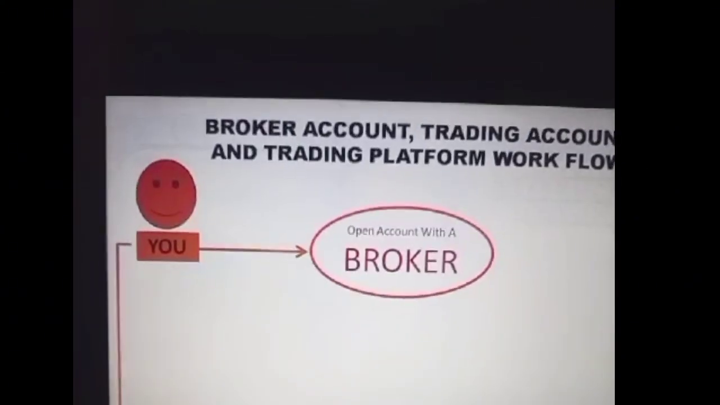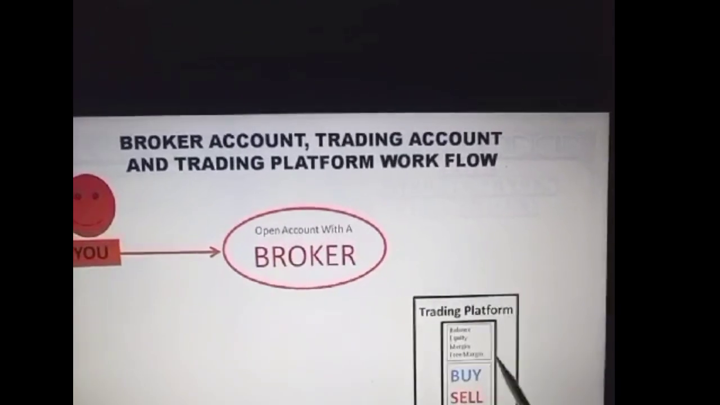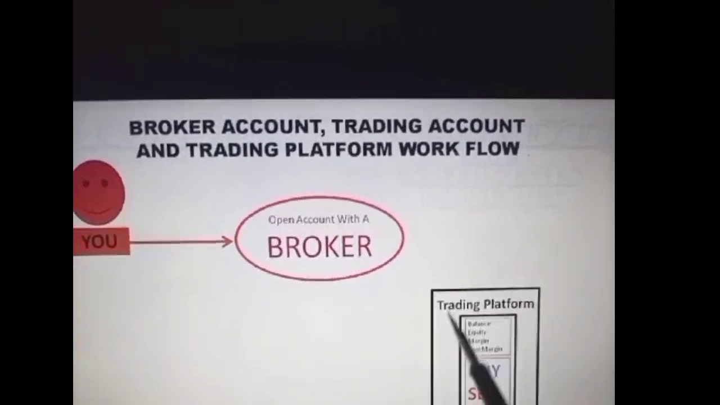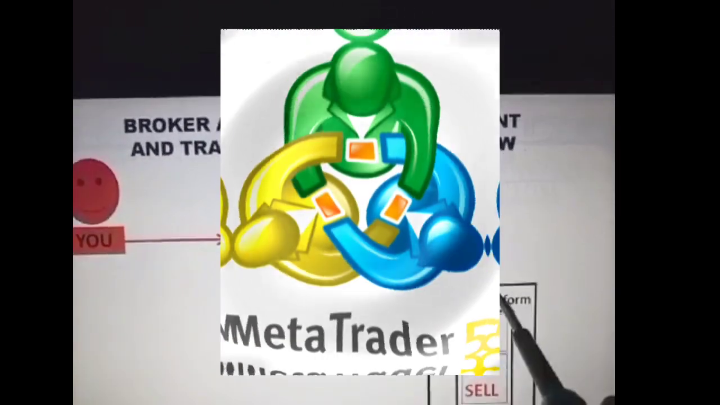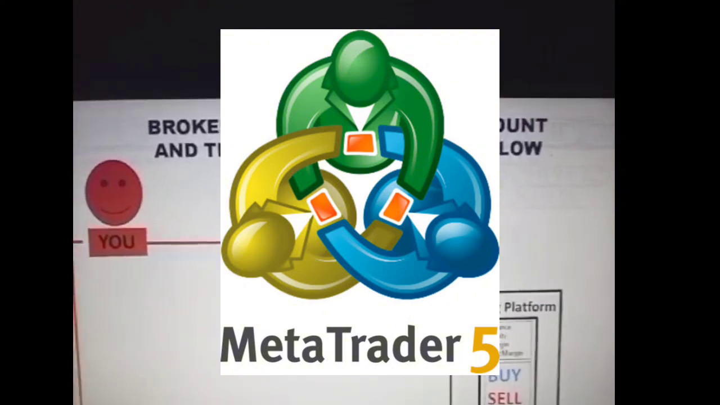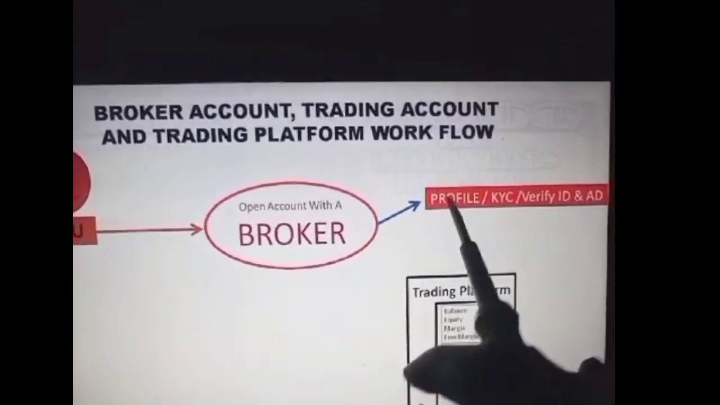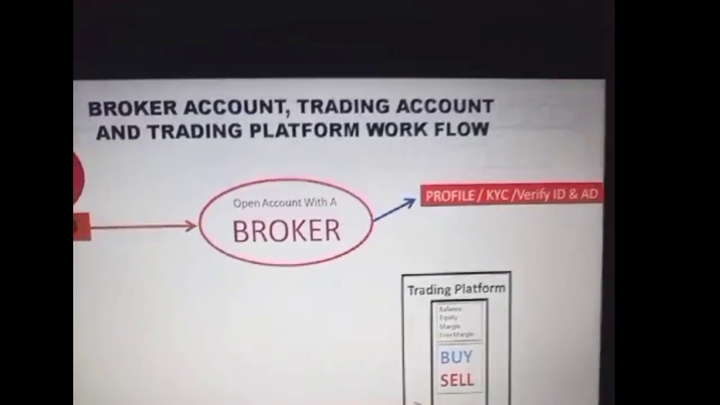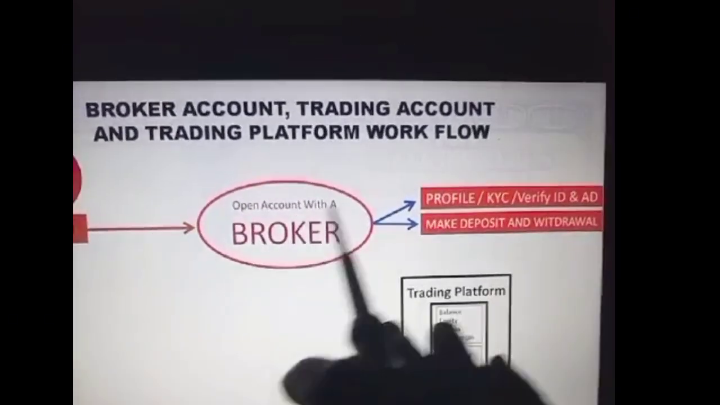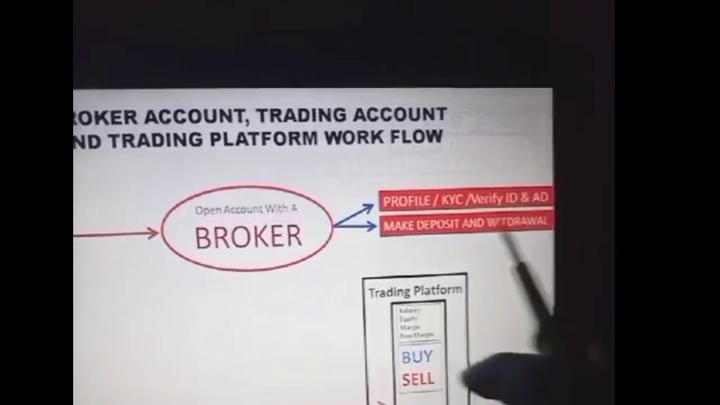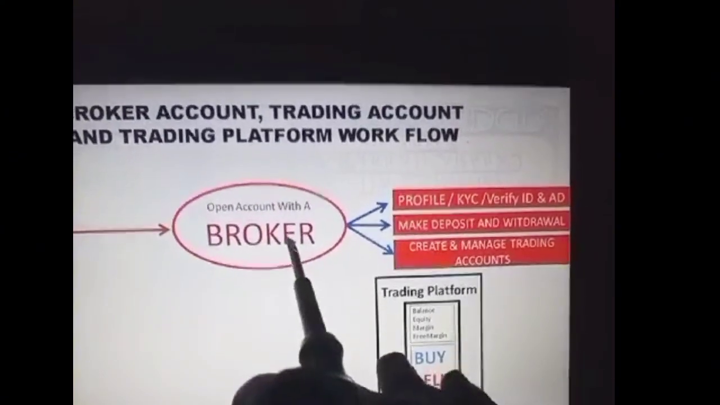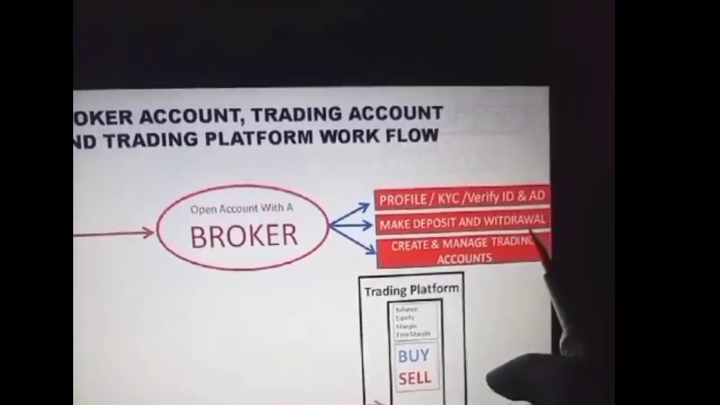And then the next thing you need to do is to download the trading application. Download trading application MT4, MT5. Okay, download from Play Store. Now take note that your broker account can help you create your profile, do your KYC, verify that account, and then the broker account can help you make a deposit and also do withdrawal. The last thing you can do with the broker account is to create and manage trading accounts.